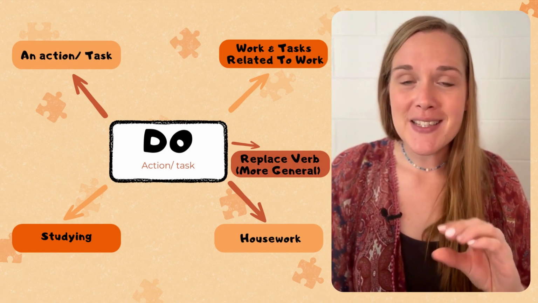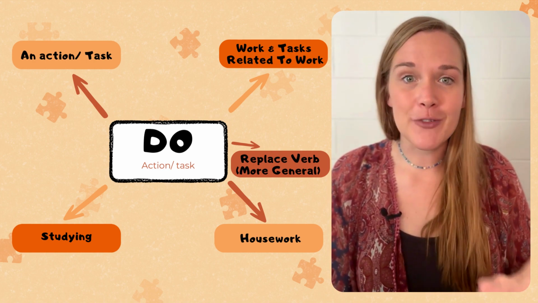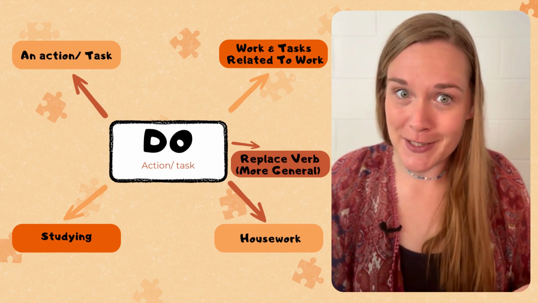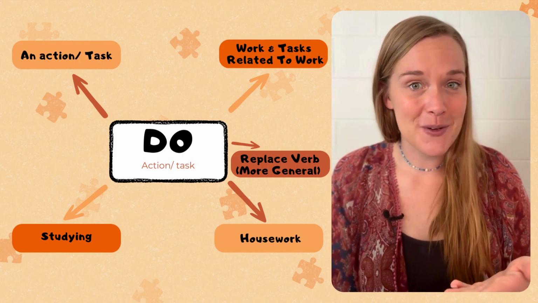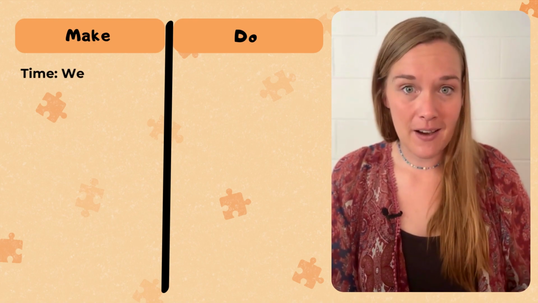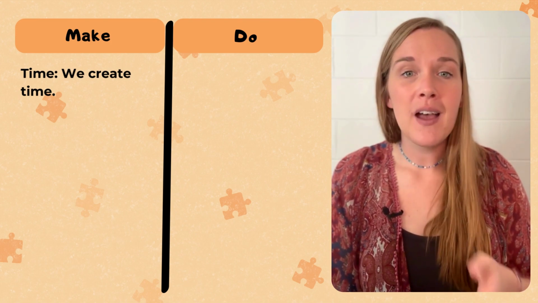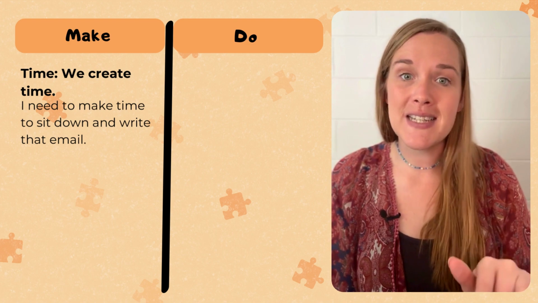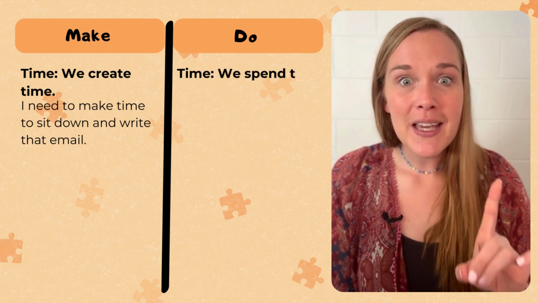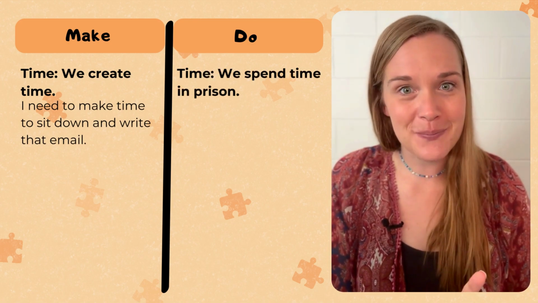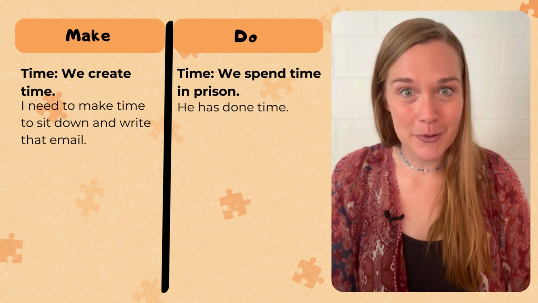However, we are now going to look at some interesting ones where both make and do exist, but they have slightly different meanings, or majorly different meanings, depending on which one we're looking at. Let's take a look first at time. If we make time for something, it means that we create time. For example, I need to make time in order to sit down and write that email. But if we do time, it means we spend time in prison. If somebody says he has done time, it means he has spent time in prison.